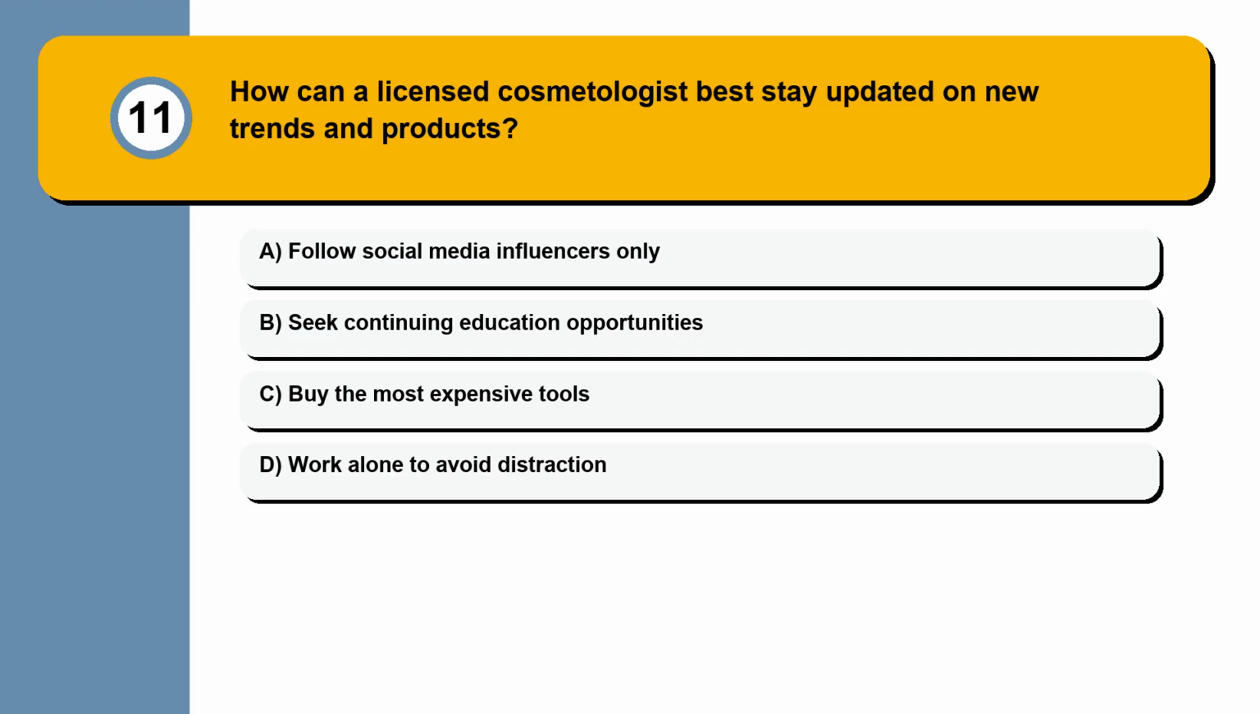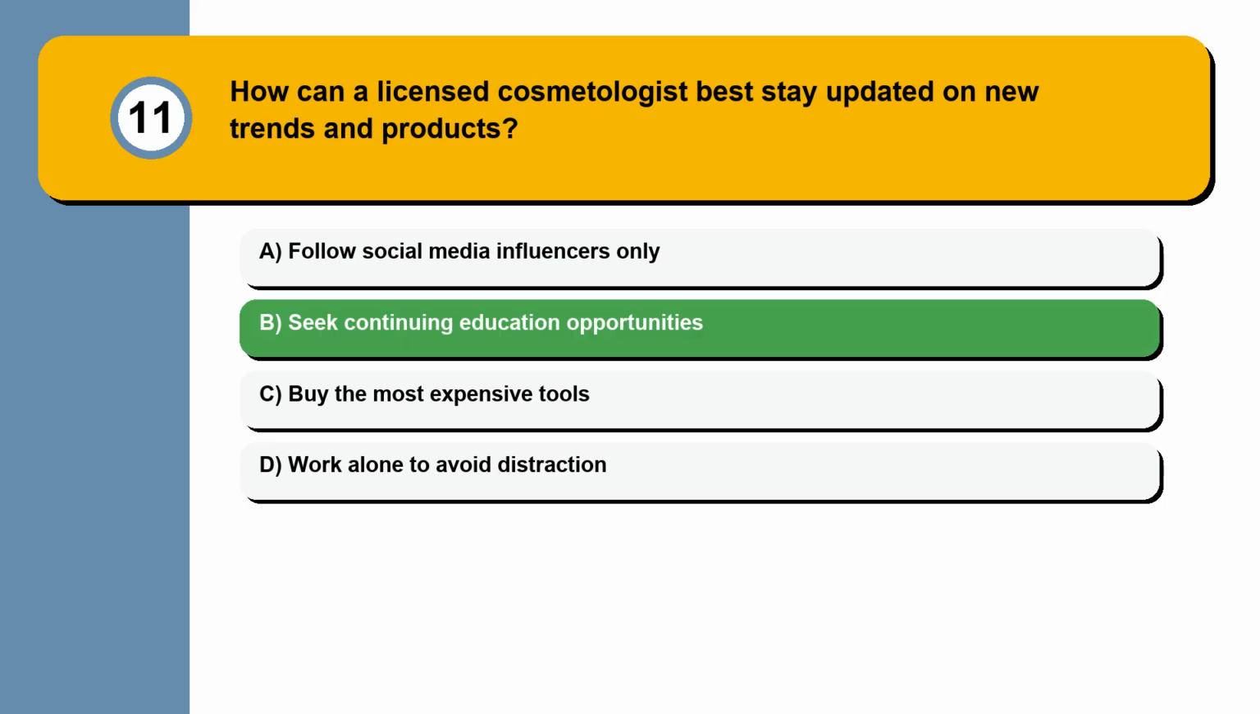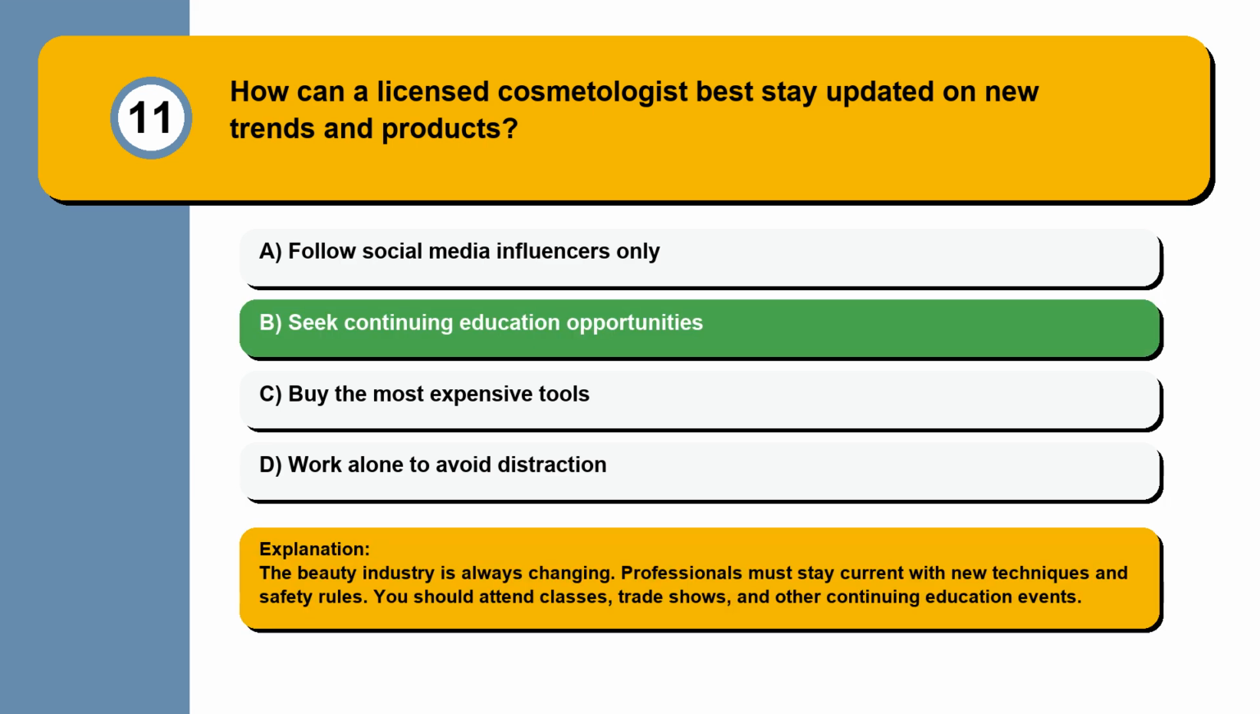Question 11. How can a licensed cosmetologist best stay updated on new trends and products? Follow social media influencers only. Seek continuing education opportunities. Buy the most expensive tools. Work alone to avoid distraction. The beauty industry is always changing. Professionals must stay current with new techniques and safety rules. You should attend classes, trade shows, and other continuing education events.